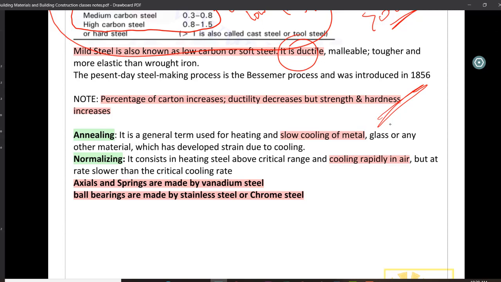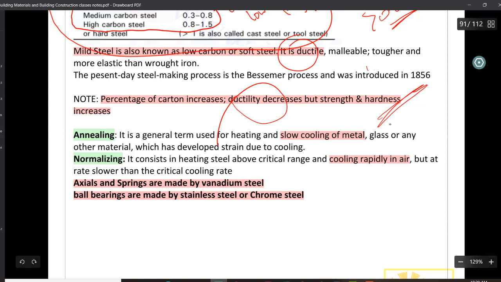What is the problem with carbon? If the carbon is increasing, strength increases, hardness increases, but ductility is gone. So if I am using cast iron in place of steel, without showing any deflection, my structure will collapse. It is brittle in nature, right? I hope you are getting the point.